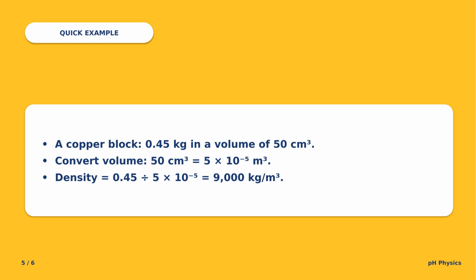Convert the volume: 50 centimeters cubed equals 5 times 10 to the minus 5 meters cubed. Density equals 0.45 divided by 5 times 10 to the minus 5, equals 9,000 kilograms per meter cubed. Close to the standard value for copper, 8,960.